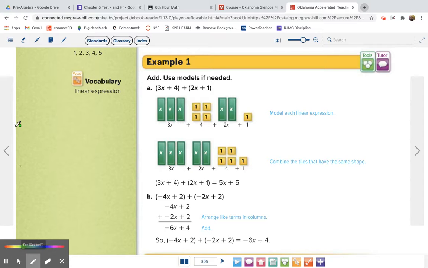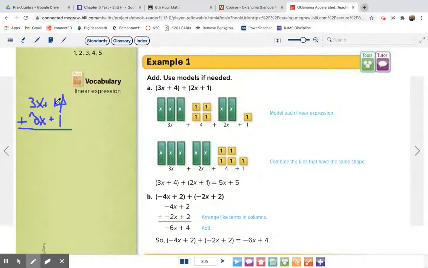So what we do, switch to a different color, 3x plus 4, and then 2x plus 1. We write it as one big addition problem. So you take whatever's in the first parentheses, put it on top, whatever's in the second parentheses, put it on bottom, and we have one big addition problem. So now if you notice, with what's lined up, it's our like terms. Here's my two x's, here's my two constants. So we just add it straight up and down.